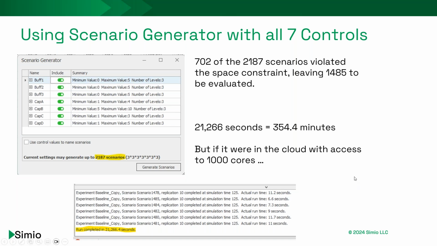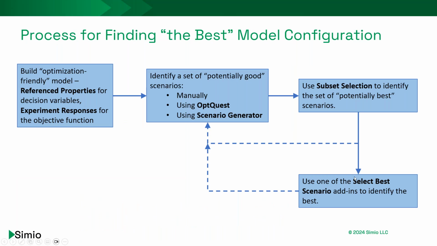So the process that we went through is as follows. Back to the very beginning, the title of my presentation was Finding the Best. Build the optimization-friendly model. In our case, we want to make sure that we have reference properties for the decision variables, because that facilitates this type of experimentation with our automated tools. And experiment responses for the objective function, so that you can do the evaluation, again, with the automated and semi-automated tools.